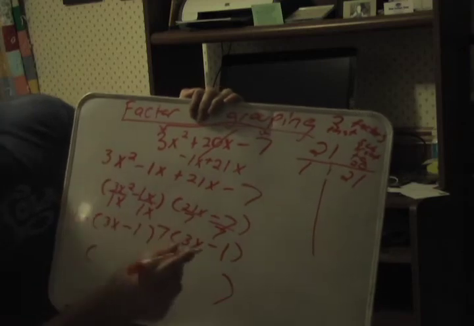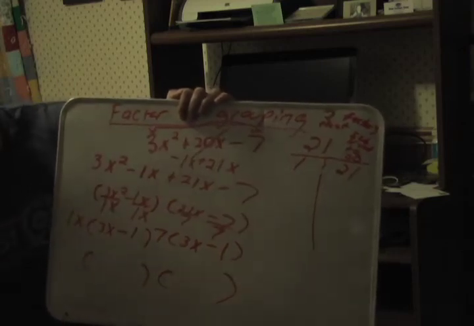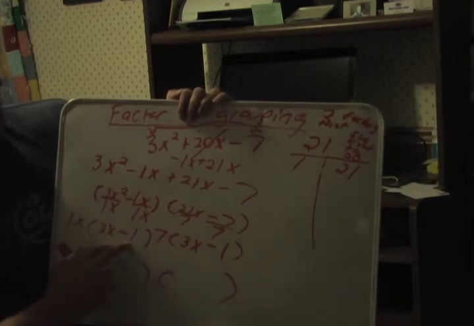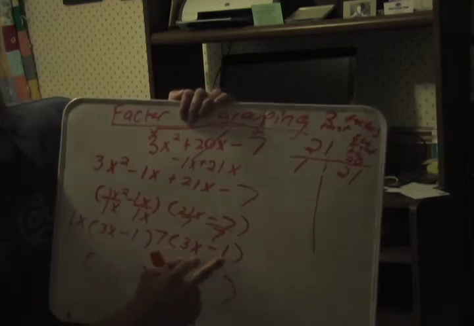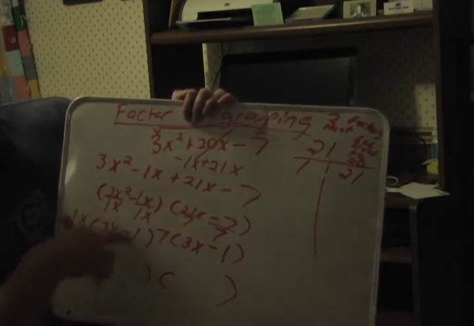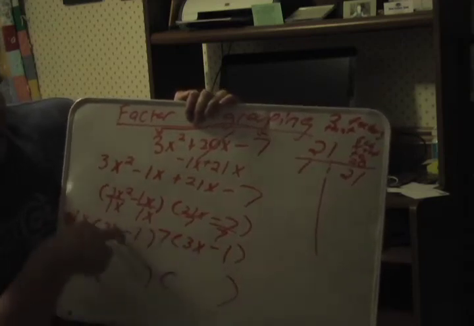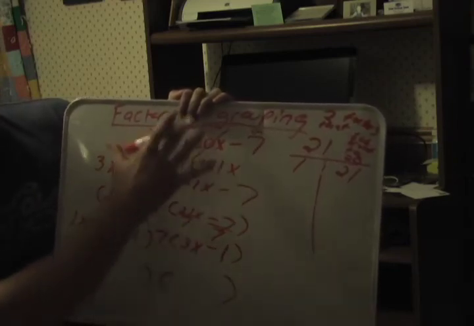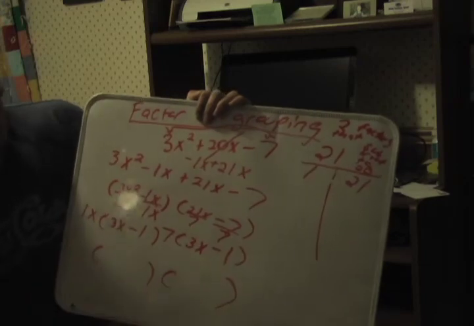Now, when you get to this point, you know if you're on the right track. As you can see, I got a 3x minus 1 here and a 3x minus 1 there. If these parentheses are exactly the same, you know you're doing it right. If they're different at all, if they got different numbers in the parentheses or different signs, then you know you did something wrong and you got to go back up here. Maybe you went wrong on one of these steps.